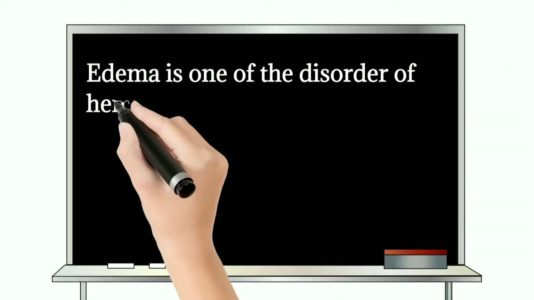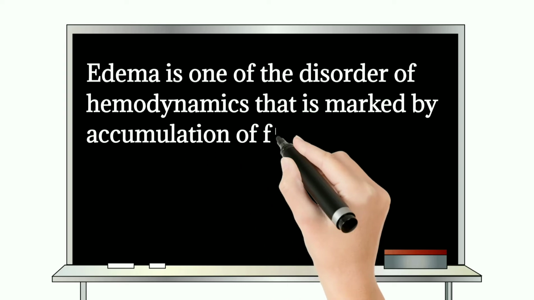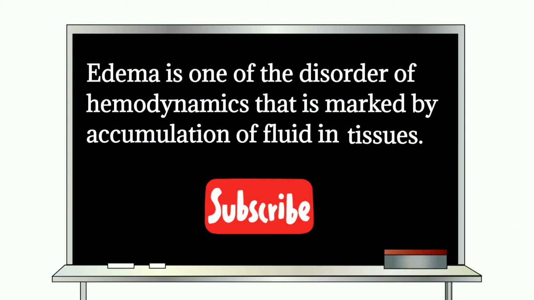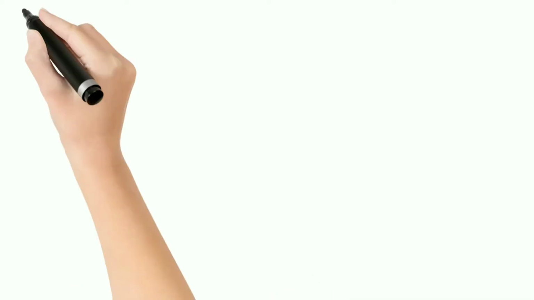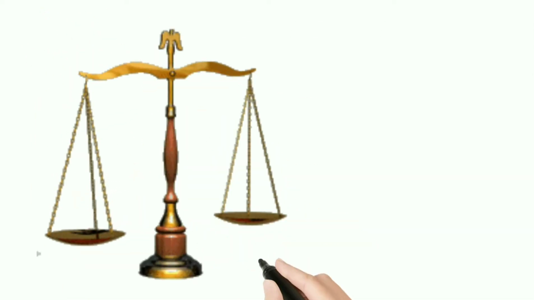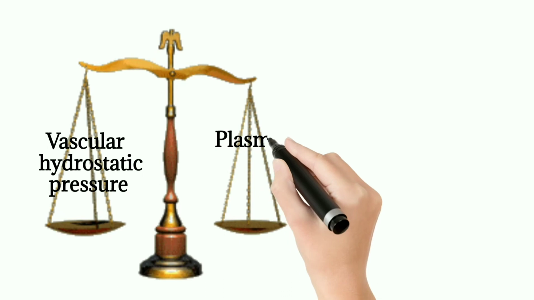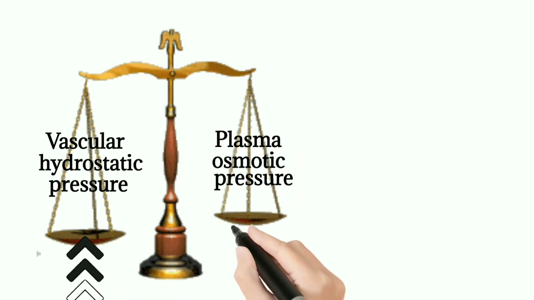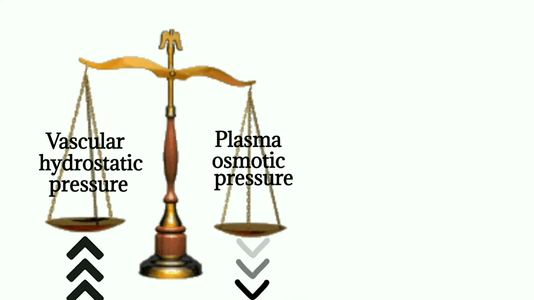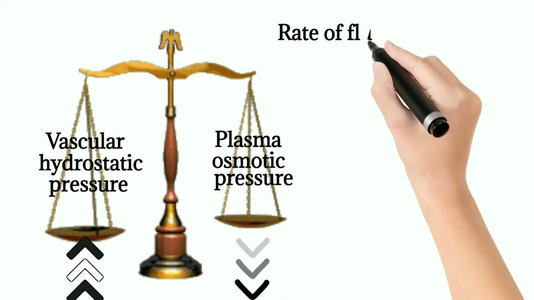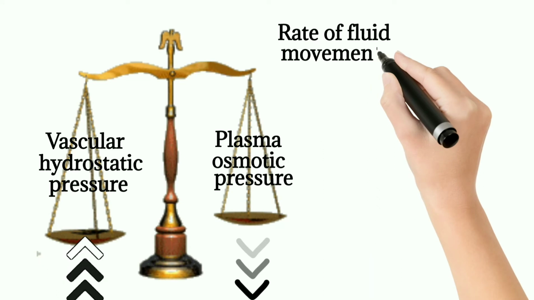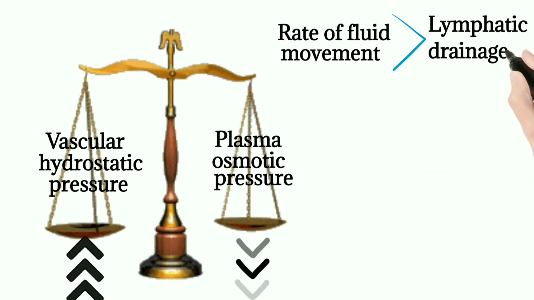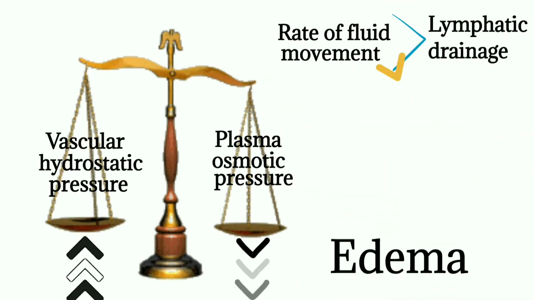Edema is one of the disorders of hemodynamics that is marked by accumulation of fluid in tissues. Before knowing signs and symptoms of edema, let's know a brief description about it. Normally there is balance between vascular hydrostatic pressure and plasma colloid osmotic pressure. Elevated hydrostatic pressure or diminished colloid osmotic pressure disrupts this balance and results in increased movement of fluid out of vessels. If the net rate of fluid movement exceeds the rate of lymphatic drainage, then fluid accumulates.